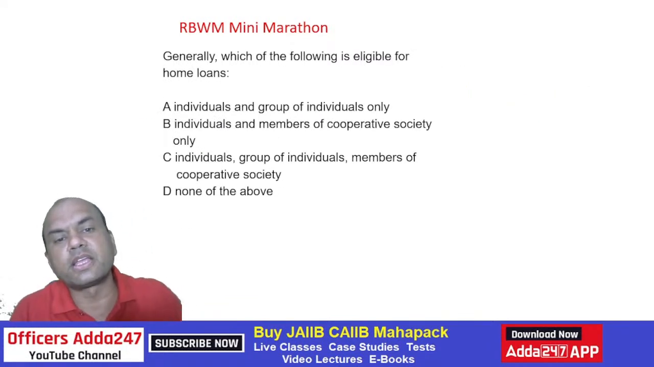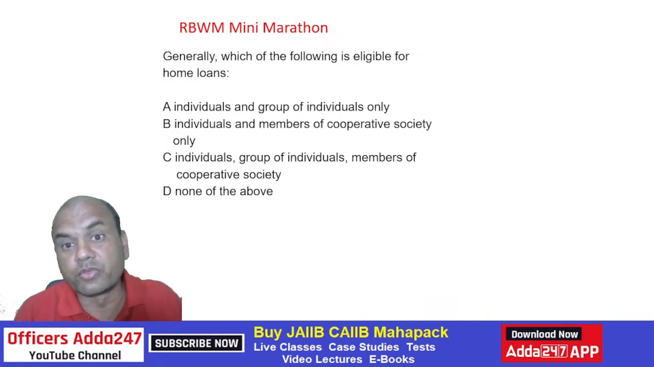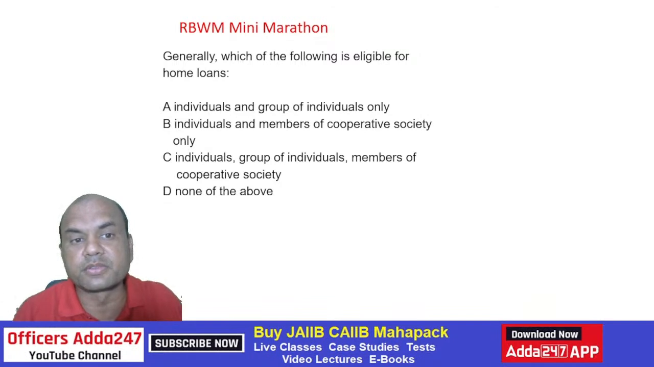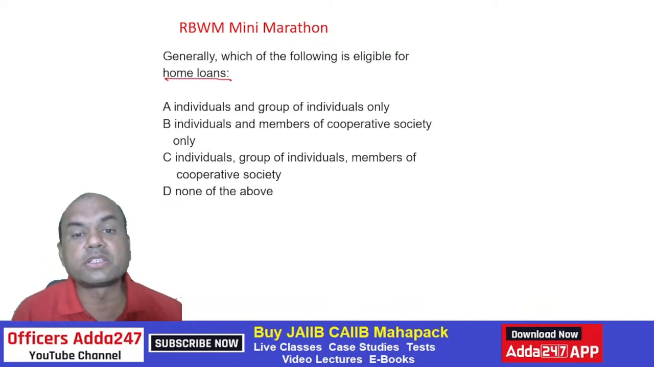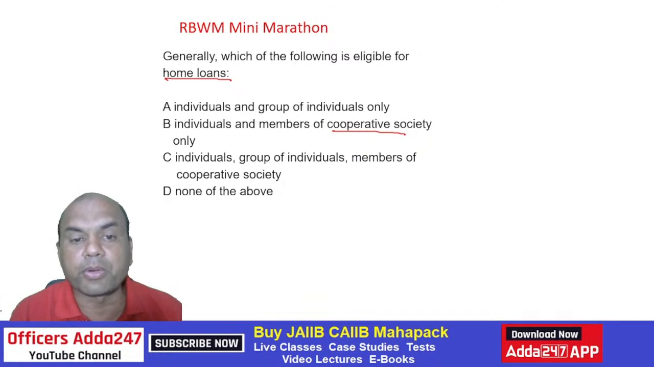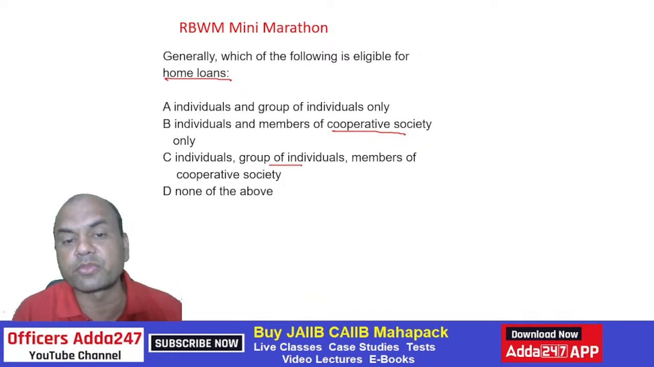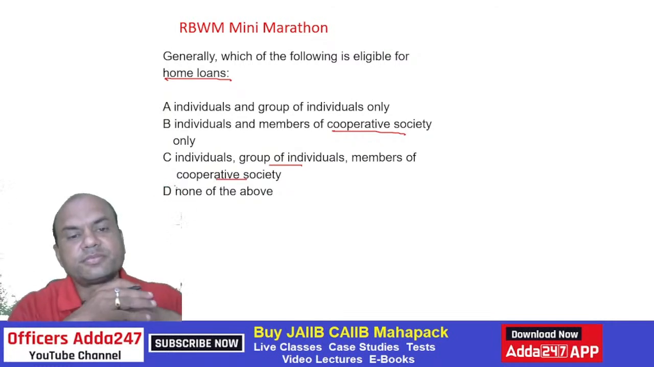Generally, which of the following is eligible for home loans? Who is eligible for home loans? Individual and group of individuals. Individuals and members of cooperative society. Individuals, group of individuals and members of cooperative society. And none of the above.